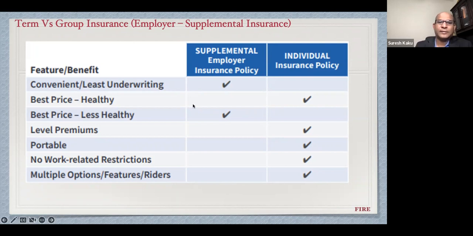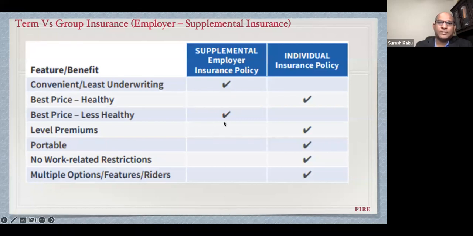But if you are healthy, you will often be paying a lot more, so it is better to take it outside. And if you're less healthy, it is better to take it with the employer because it's much cheaper. Let's say, for example, if you're a diabetic, with a 7.2 or 7.8 A1C level, it is better to take it with the employer. And here, this is a very important thing. Many people are not aware of it.